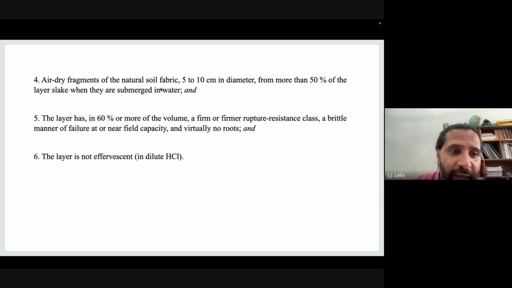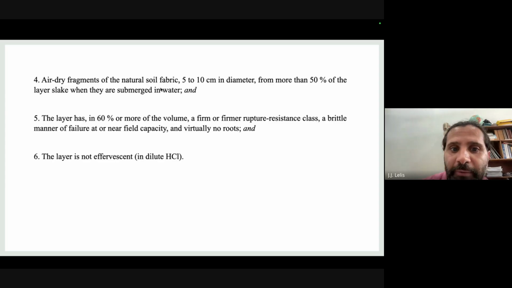Okay, the layer has 60% or more of the volume with a firm or firmer rupture-resistance class, a brittle manner of failure at or near field capacity, and virtually no roots. So 60% or more of the volume should be quite hard to break using my hands. Okay, so of course I can easily break it with my knife, with my shovel, but with my hands, I will feel something quite hard. And the roots can penetrate, but of course it's not something like an oxic horizon or an argillic or a kandic horizon.